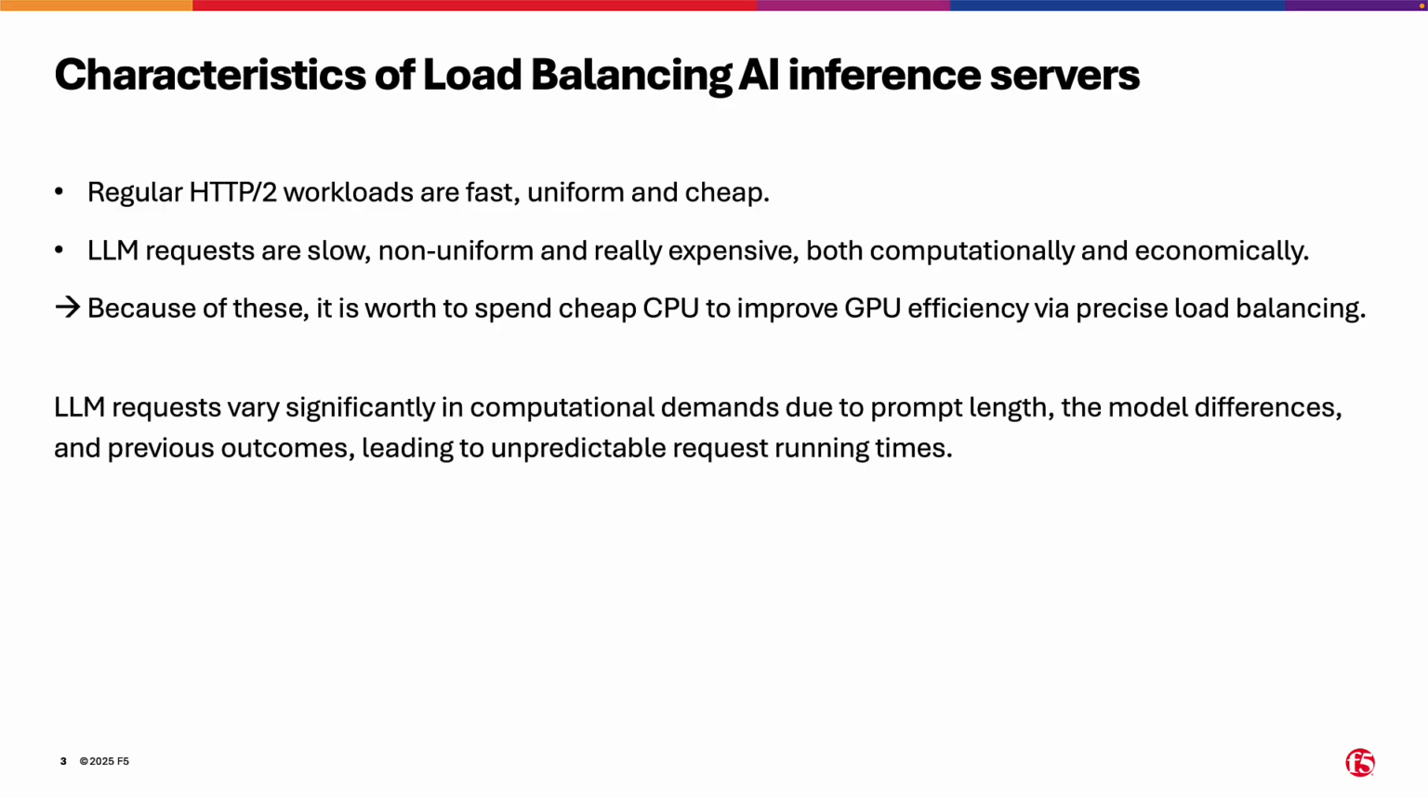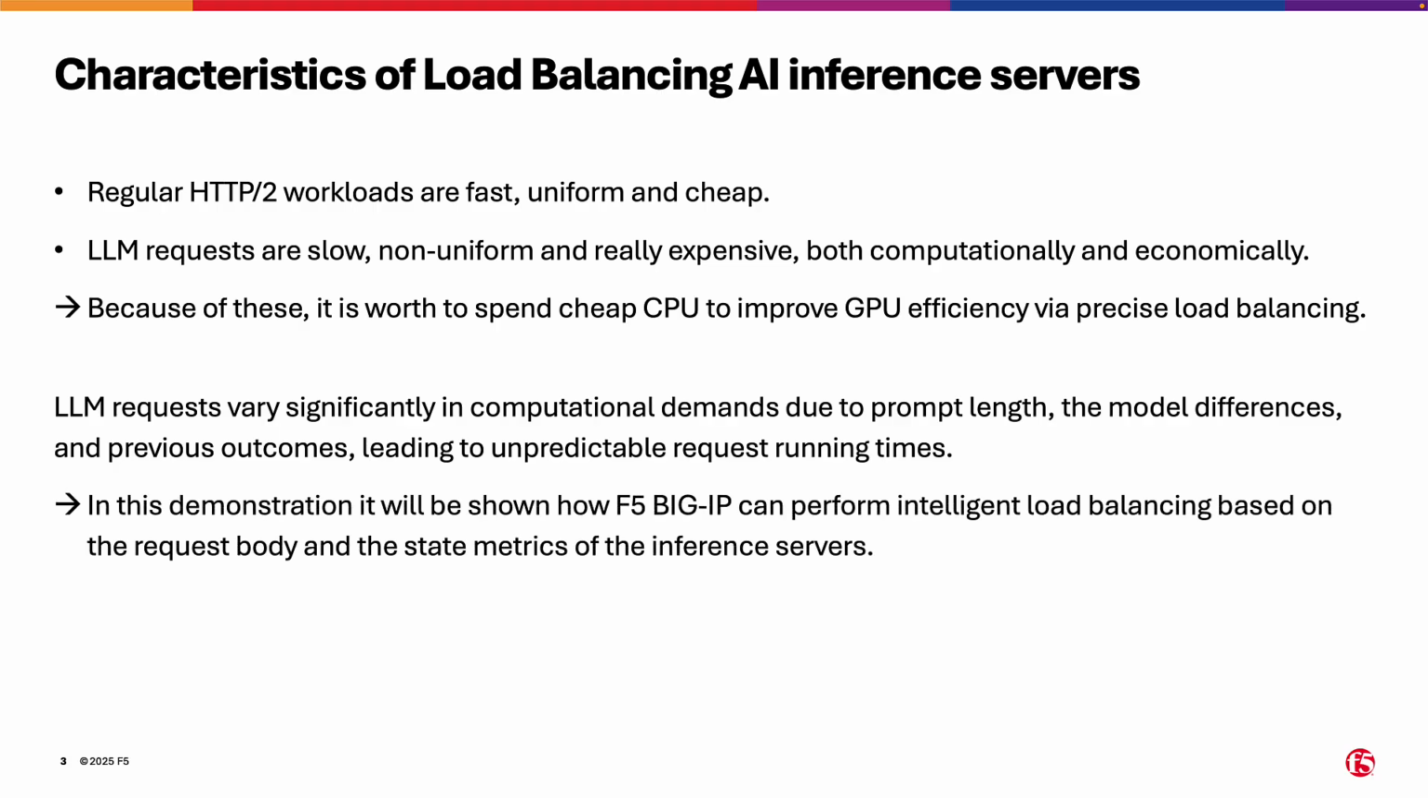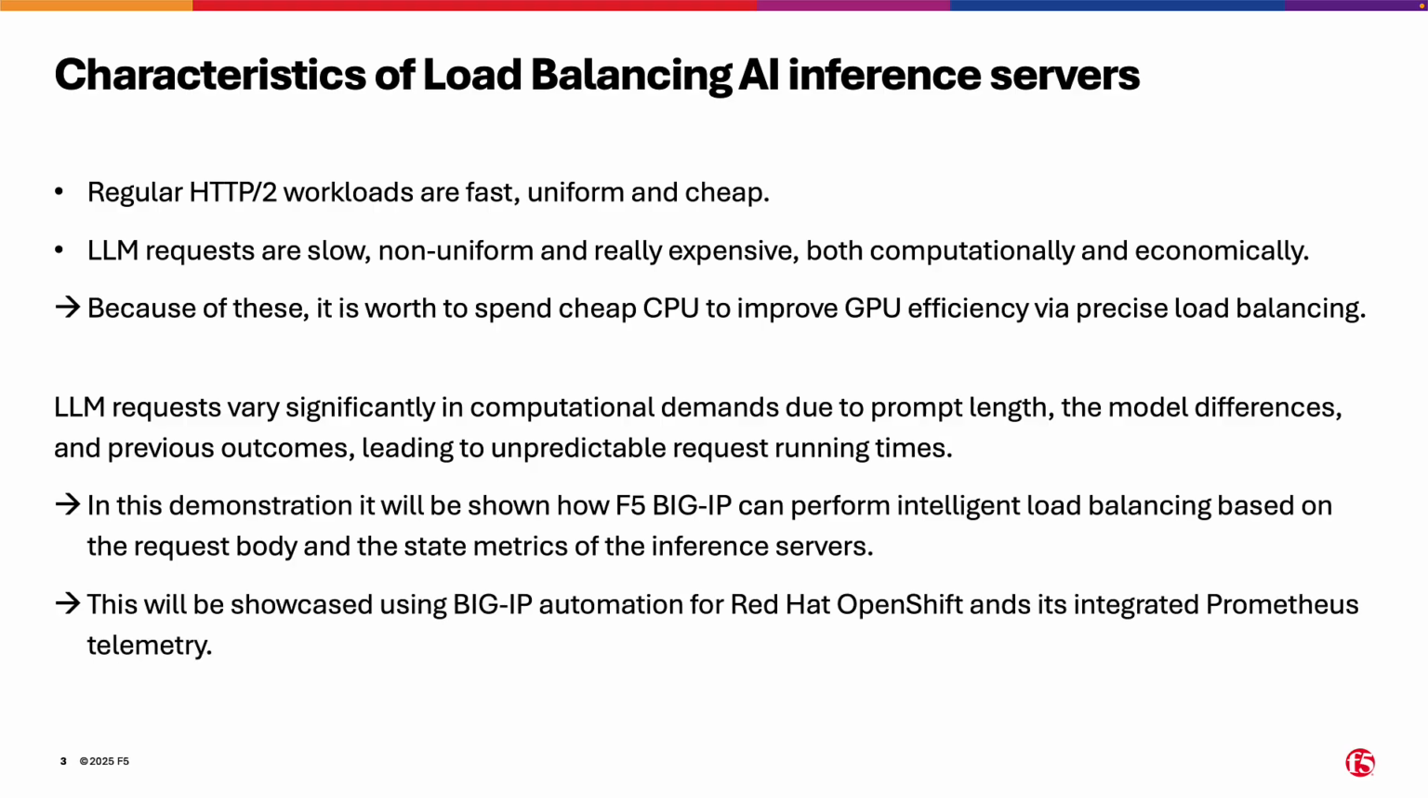LLM requests vary significantly in computational demands due to prompt length, the model differences, and previous outcomes, leading to unpredictable request running times. In this demonstration, it will be shown how F5 BIG-IP can perform intelligent load balancing based on the request body and the state metrics of the inference servers. This will be showcased using BIG-IP automation for Red Hat OpenShift and its integrated Prometheus telemetry.